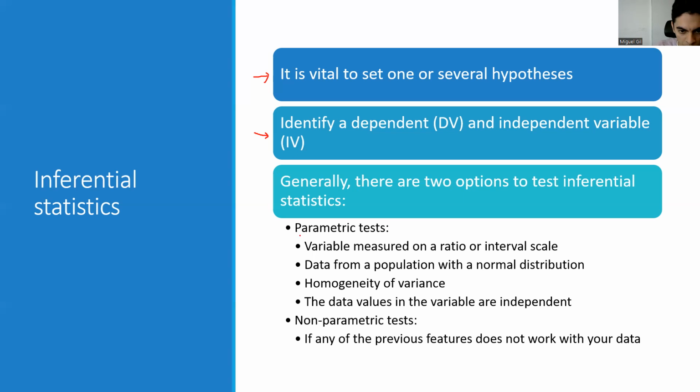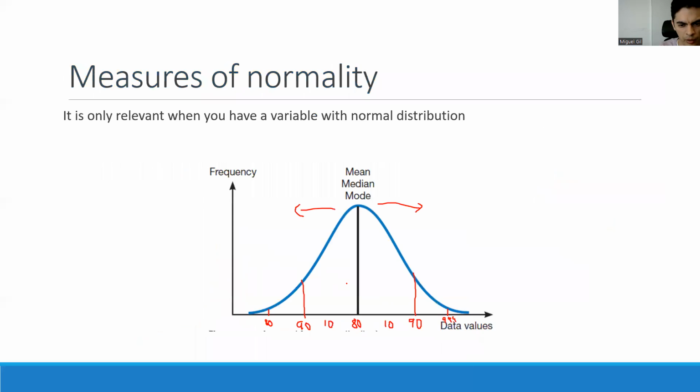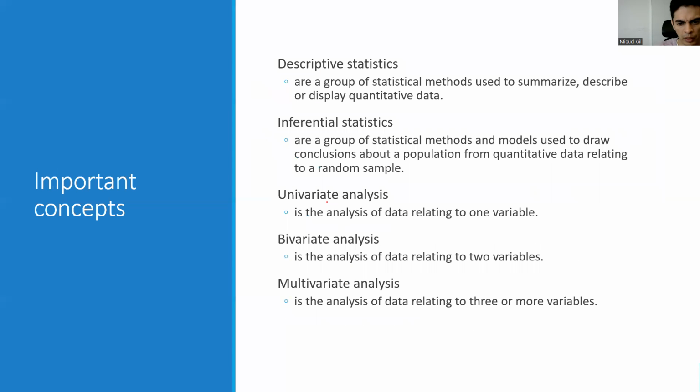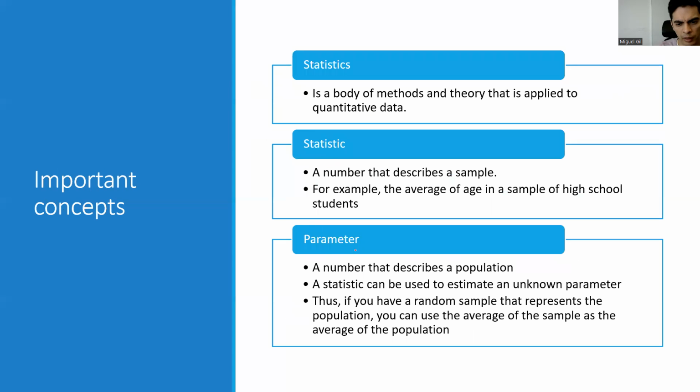And to test that, because that's my hypothesis and I want to test it, I have two options: a parametric test and a non-parametric test. A parametric test is when you can assume that your sample represents the population. So then your statistic is also going to be your parameter, like we talked about before. That's the first thing that we said, with the statistic and parameter.